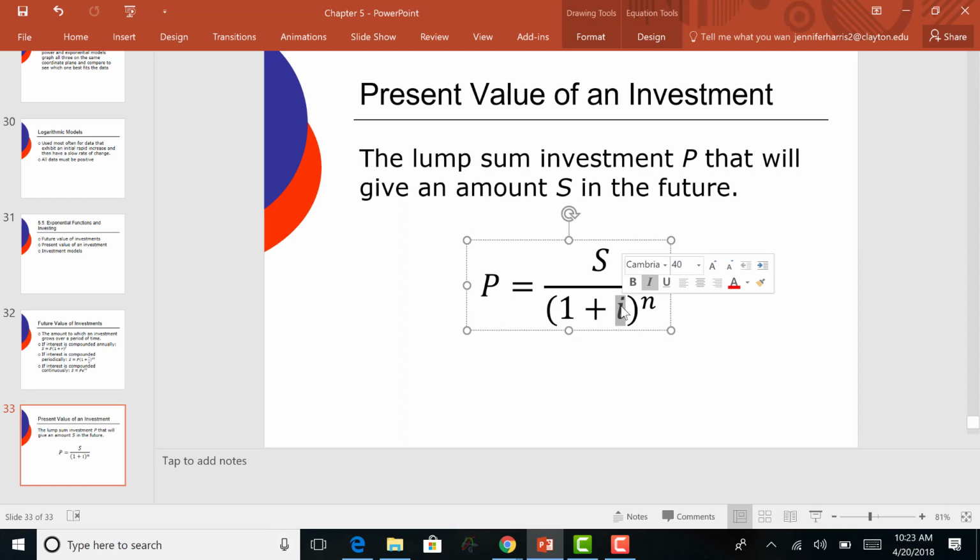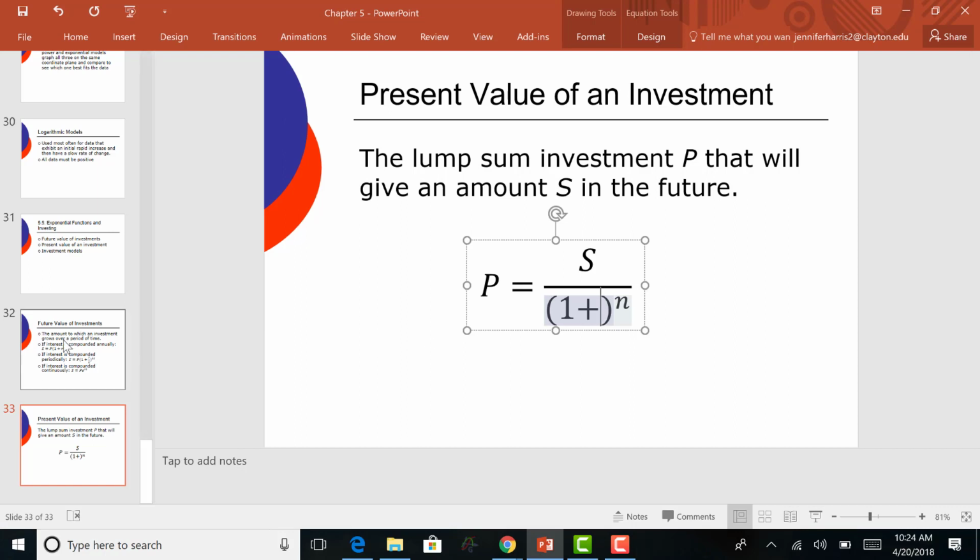That should still be R divided by, whoops. What did you say it was called? This is called the lump sum formula. And let me see if it's going to let me put this fraction in here like I want it to be.